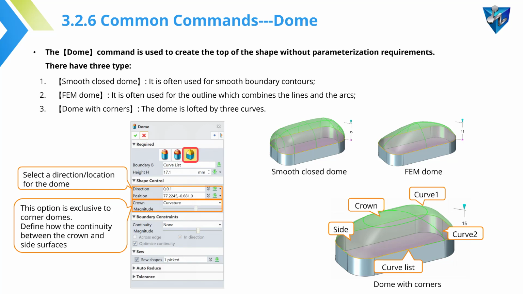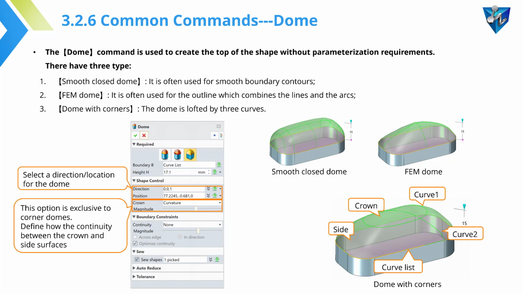The third is dome with corners. It means the dome is lofted by three curves. The crown and magnitude are exclusive options on dome with corners. It defines the continuity between the crown and side surfaces.